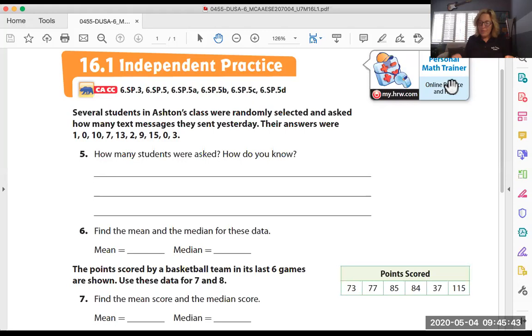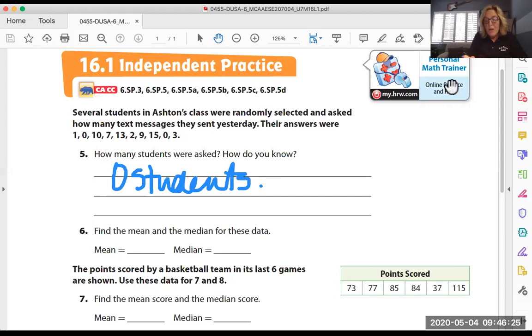All right, so on page 455, let's look at number 1. It says several students in Ashton's class were randomly selected and asked how many text messages they sent yesterday. Their answers were 1, 0, 10, 7, 13, 2, 9, 15, 0, and 3. So that's our data set, okay? How many students were asked? How do you know? Well, there were however many responses there are. Each person gave one response. So 1, 2, 3, 4, 5, 6, 7, 8, 9, 10 data values. That means 10 students responded to the question.